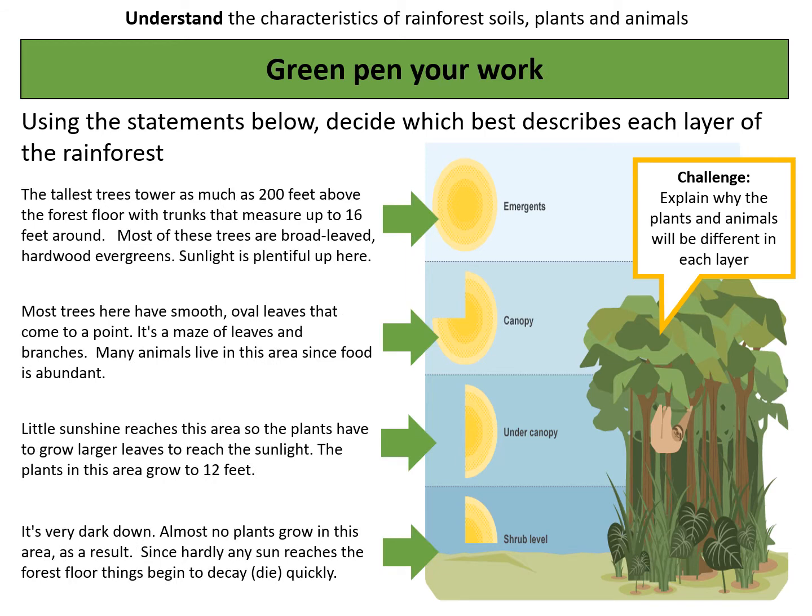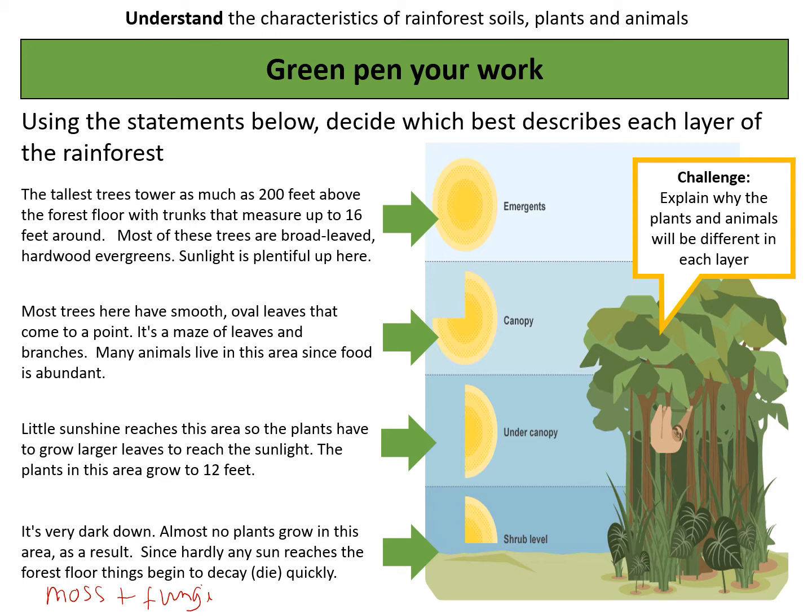Okay, so here we have the answers. So in the shrub layer, we already know it's very dark down there. Almost no plants grow, and that's because it's very wet and it's very dark. So we get a lot of things like moss, for example, and lots of plants like fungi, that survive in that dark, moist environment.